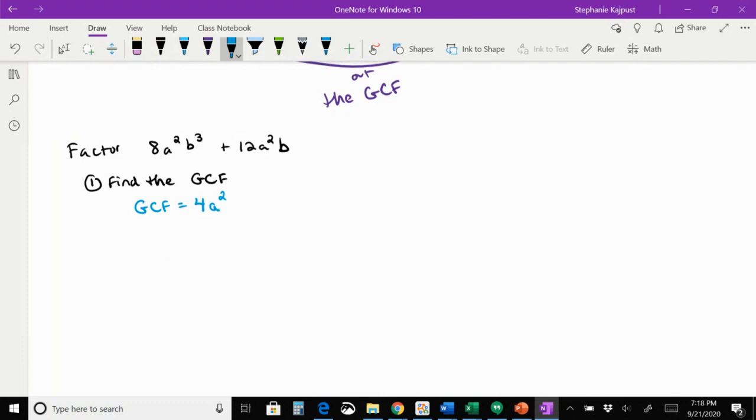And then I move on to the letter b. So I have b cubed, and then I have b. If they don't have the same exponent, your greatest common factor is going to contain the smallest exponent. So that would be just a single b that has no exponent at all. So that is your greatest common factor.